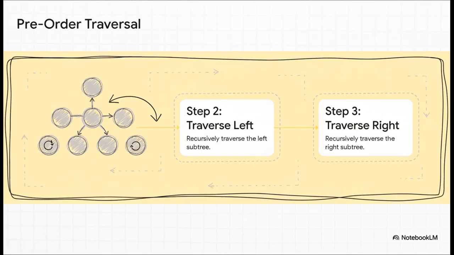First up, we have pre-order traversal. The pattern is simple. Check out the root node first, then explore the entire left side of the tree, and only then do you explore the entire right side. Because you handle the parent before its kids, this is the perfect method if you ever need to create an exact copy of a tree.